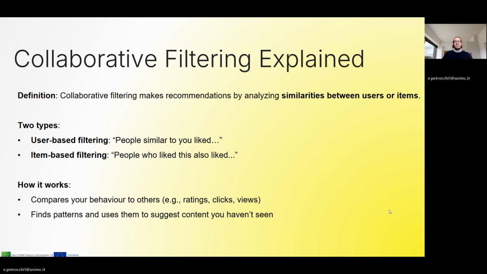The first one relates to other users. For example, people similar to you liked this and that, while item-based filtering is that people who like this item also liked these other items. And then you have a combination of your tastes recreated in new suggestions. And this works by comparing your behavior to others, and collaborative filtering finds patterns and uses them to suggest content that you haven't already seen.